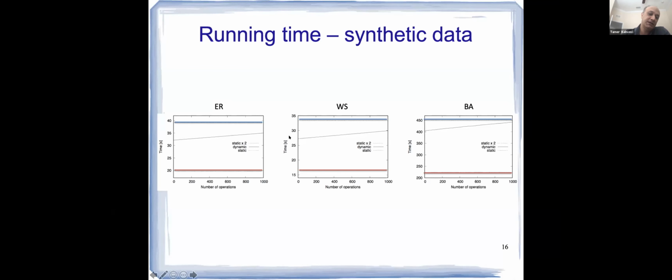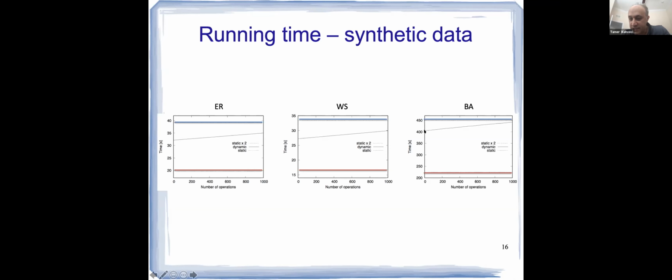What we see here is that in all three random network models, Erdős-Rényi, Watts-Strogatz, and Barabási-Albert, at the beginning we pay more cost than calculating the motif count just once, because we need to maintain all this additional auxiliary data structure. But once we pay that little cost, we can incrementally update the motif count with such a negligible cost that we can do this operation 1000 times, and still it's not going to be as much as doing it only twice.